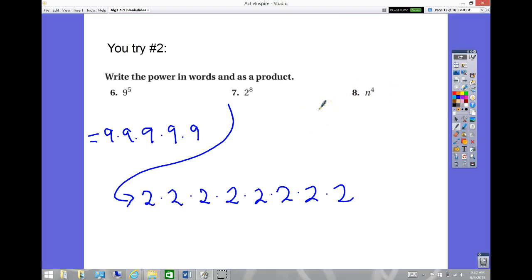Okay, n to the 4th. How many times do we need n to be a factor, meaning something multiplying times itself? And the answer is 4. n times n times n times n. Again, if you got it, give yourself a check. If you didn't get it, give yourself an X.